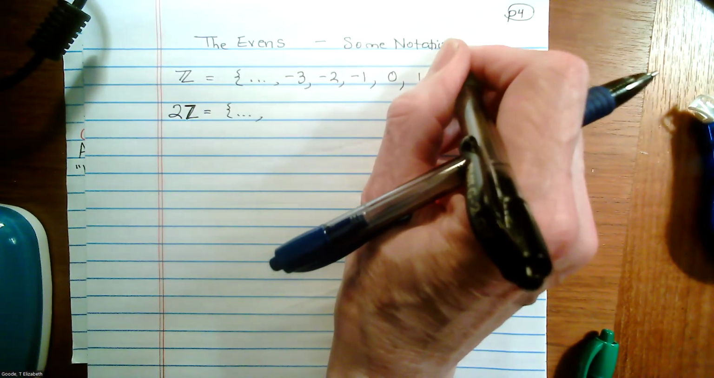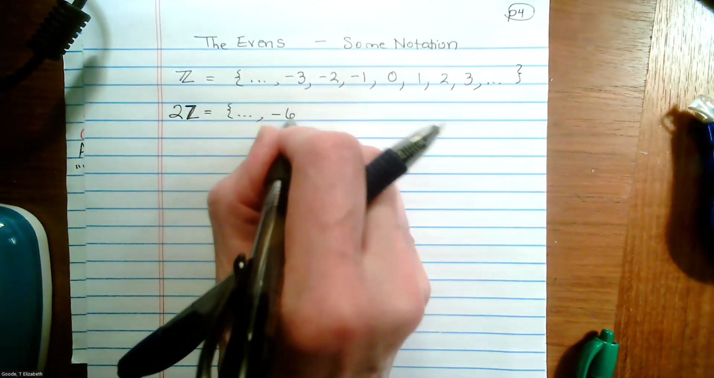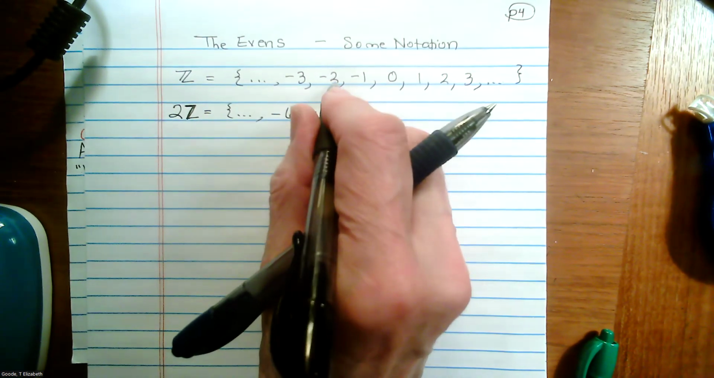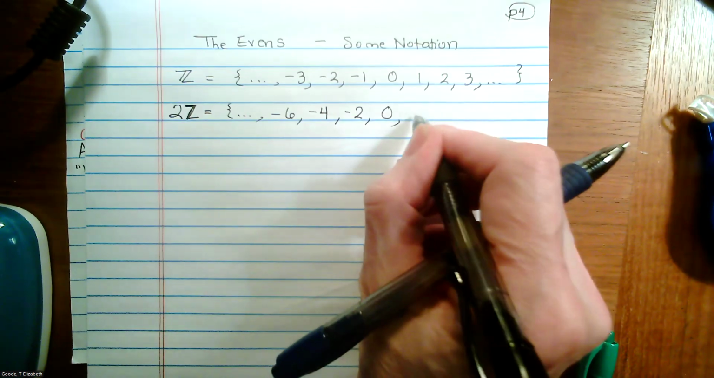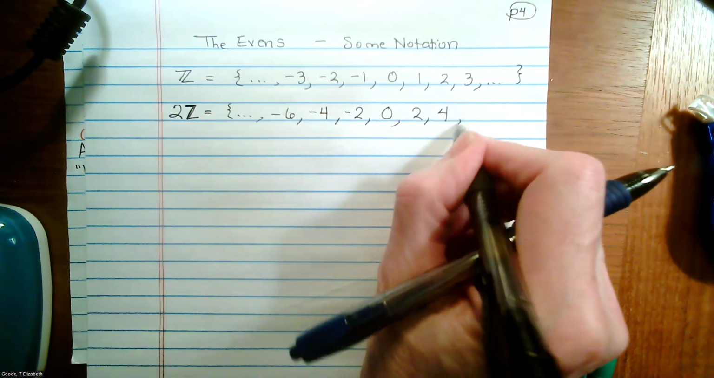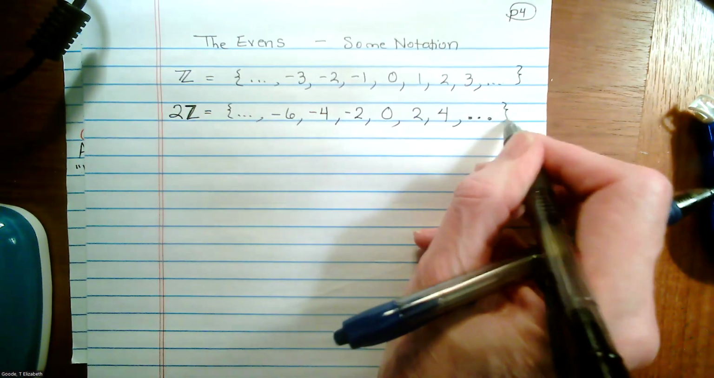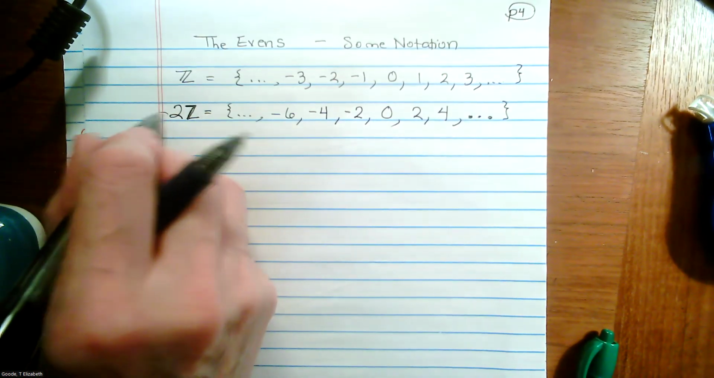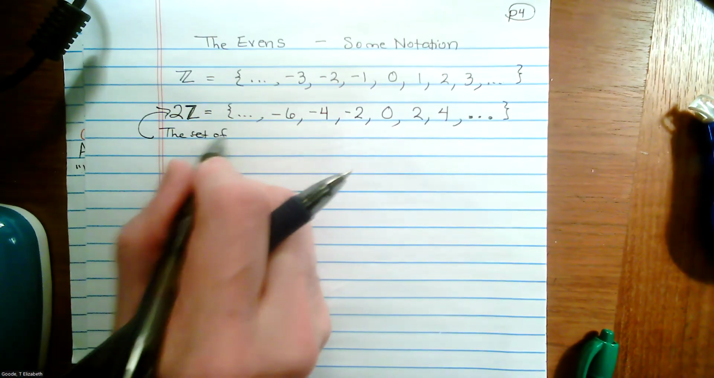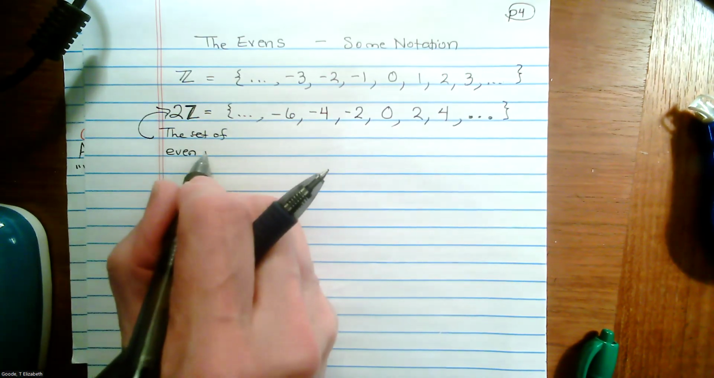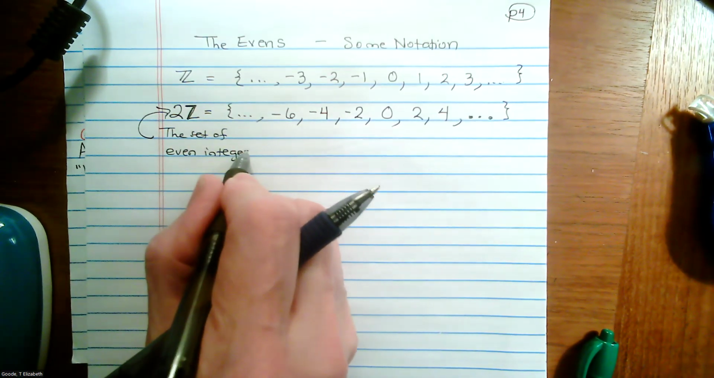And we have -4 because 2 times -2 is -4. We have -2. We still have 0, of course. In fact, we can even drop a little bit of that. But this is the set of even integers. And this is standard notation for the set of even integers.